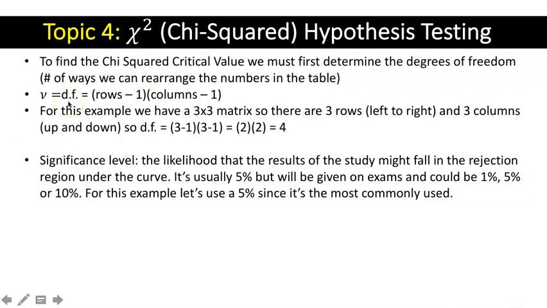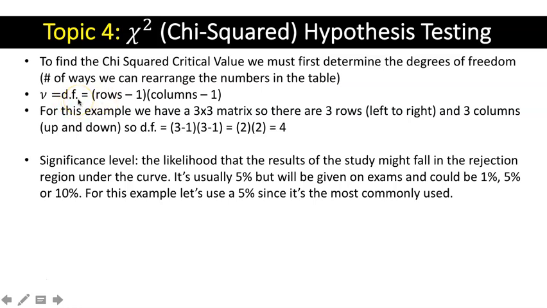So now I have to find another value, which is called the chi-squared critical value. But in order for me to find this chi-squared critical value, there's a few more things that I need. The first thing I'm going to have to determine is what's called the degrees of freedom. The degrees of freedom is the number of ways that we can rearrange the numbers in the table. This Greek letter right here, lowercase v, is nu, and it's basically just degrees of freedom. In the calculator, it will give you df, so that's why I just wrote df for you there.